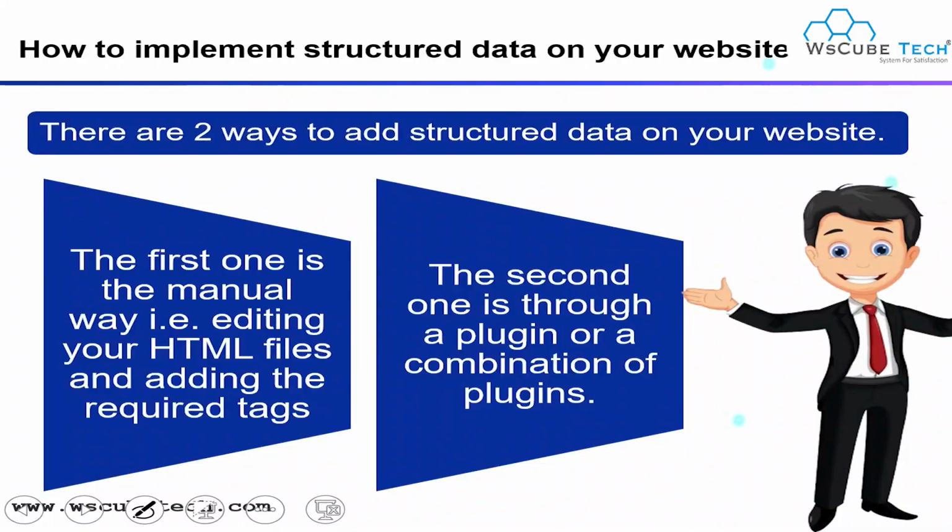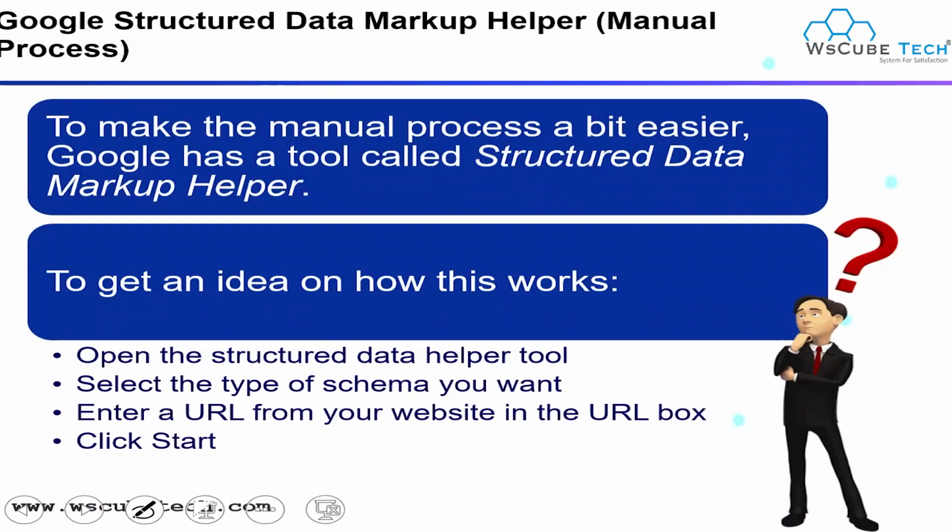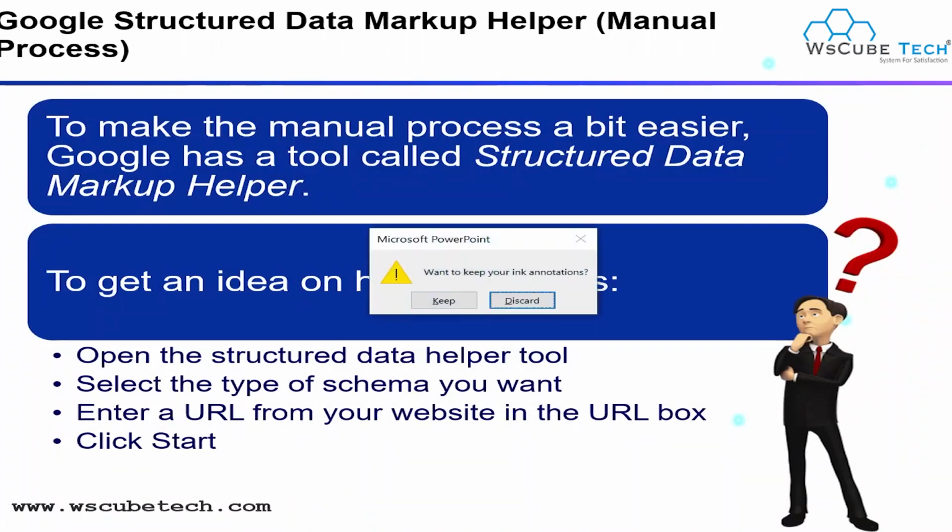Now the question is how to implement. One way of implementing this is manual editing, which I already explained, like with the help of Canonicalization.com. Here you can manually create that and simply add it in the head section of your website. And the second way is to add it through a plugin. Now let me explain how you can do it with the help of a particular plugin.